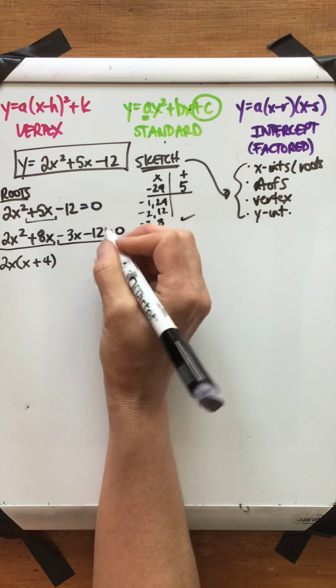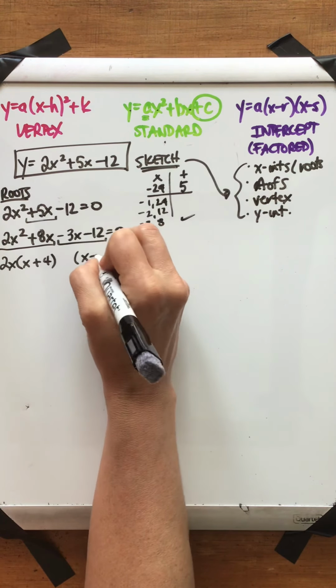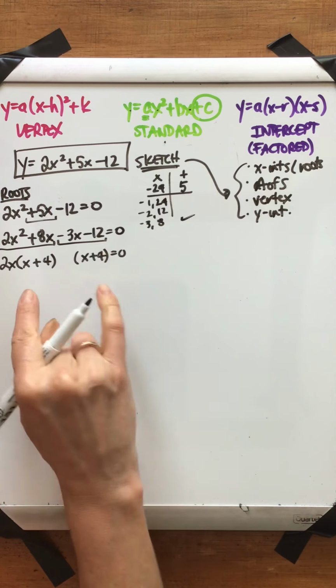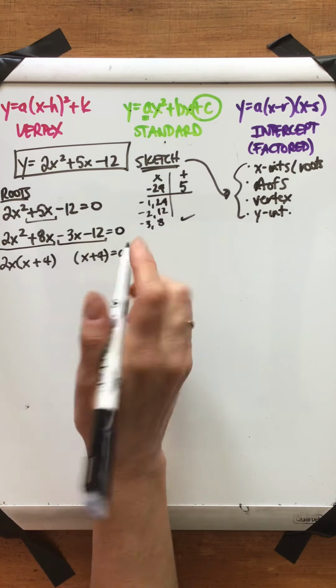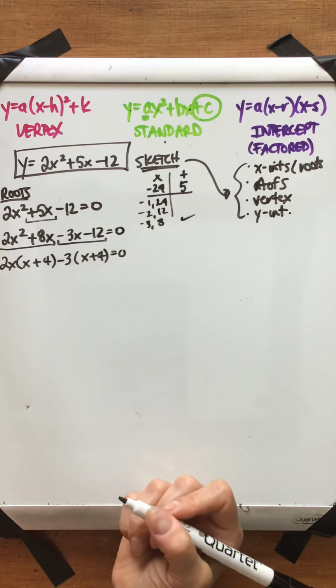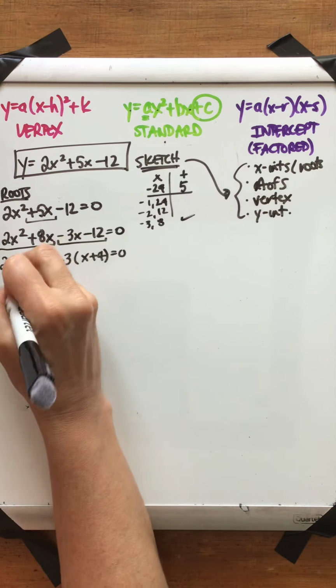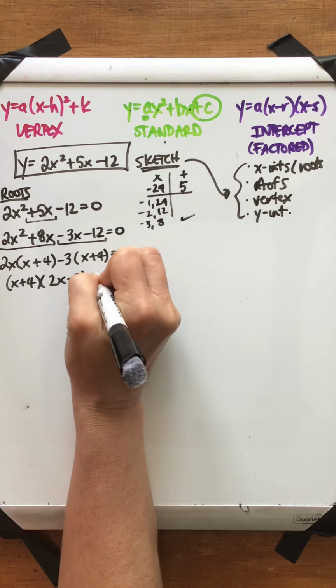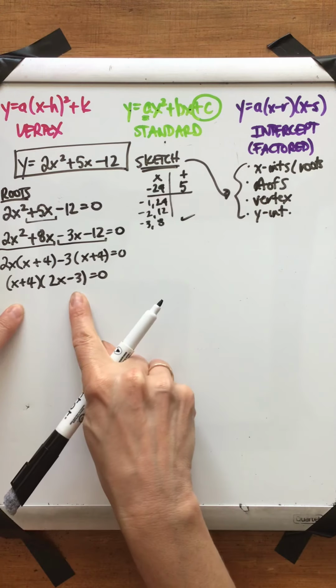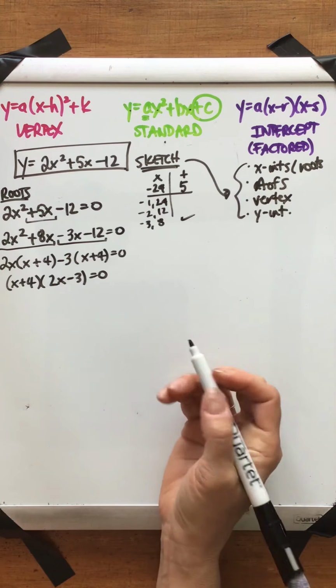And over here, I know I have to, again, be left with x plus 4. There has to be a common binomial here when we factor by grouping. So what factor has to be taken out? It has to be negative 3. So let's take out that binomial common factor of x plus 4 times 2x minus 3 equals 0. And then we can set each of these equal to 0 to see what the two roots are.